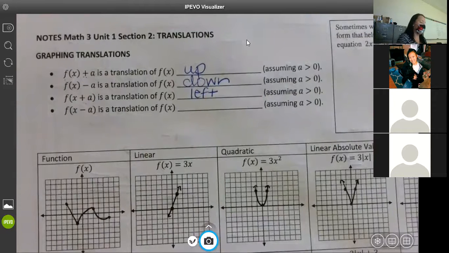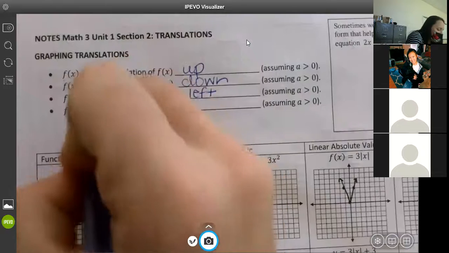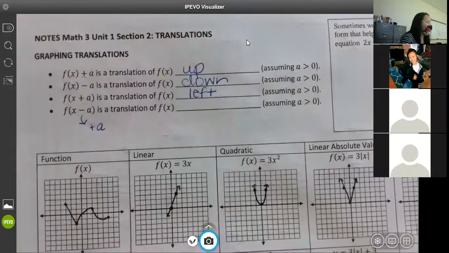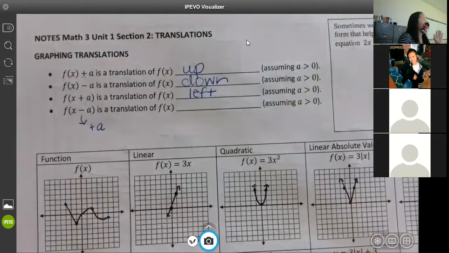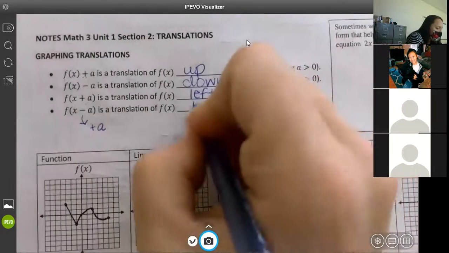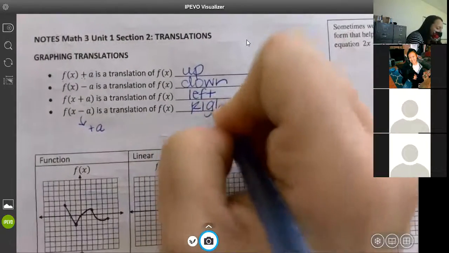And then x minus a, when you pull that out, it becomes a positive a. Dealing with the x-axis is either going left or right. Since it's a positive a, it's going to the right.